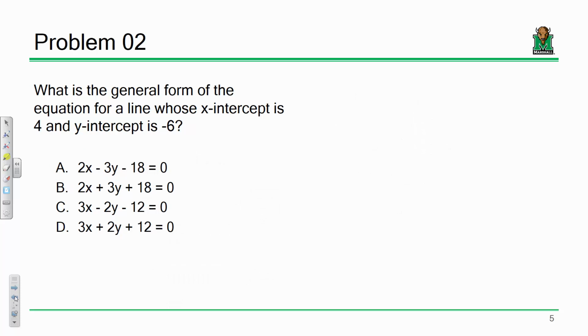All right, problem 2. What's the general form of the equation for a line whose x-intercept is 4 and whose y-intercept is 6? Now here's the thing. Let's look at this, okay? What's the general form for the equation of a line?